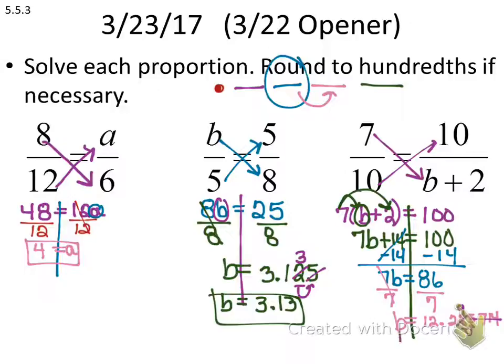Good. So my answer is going to be b equals 12.29. Can you see that? No. I'm going to put my answer up over here, you guys, so you can see it. How would you read that number? 12 and 29 thousandths. Not thousandths, hundredths. Good. Nice job. Any questions? All right, go ahead and take your openers and pass them forward, please.